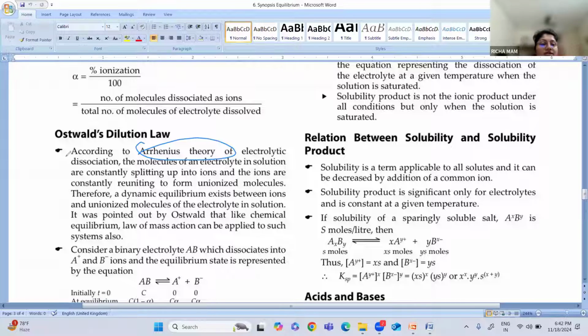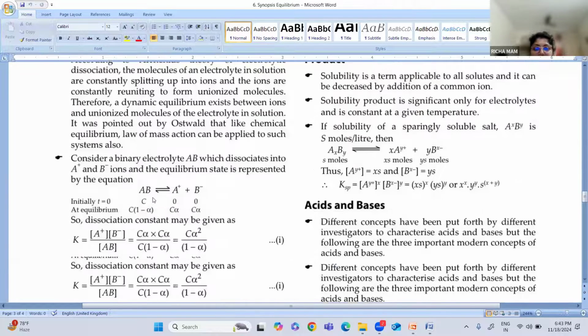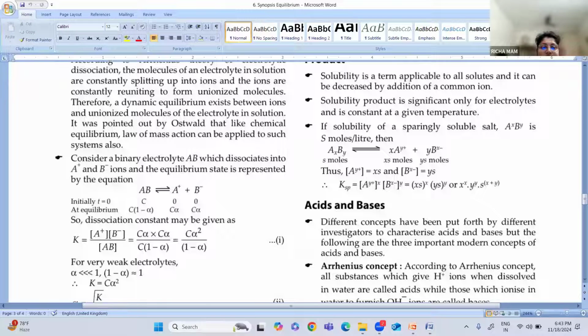You can apply this to different systems. If you consider a binary electrolyte AB, when you add it to a polar solvent, it will dissociate into A plus and B minus. So the dissociation constant is given as K equals the concentration of A plus into the concentration of B minus, divided by the concentration of AB. This is the formula which you have to remember.